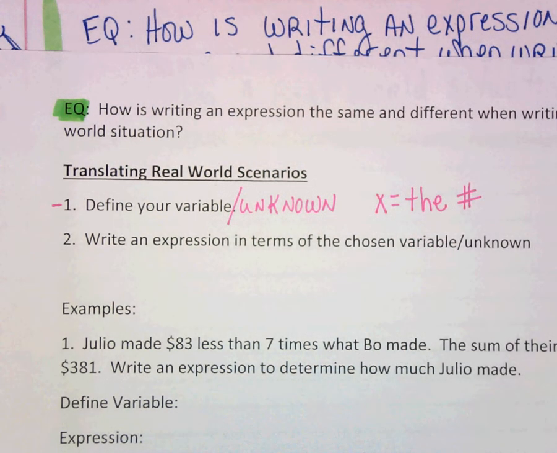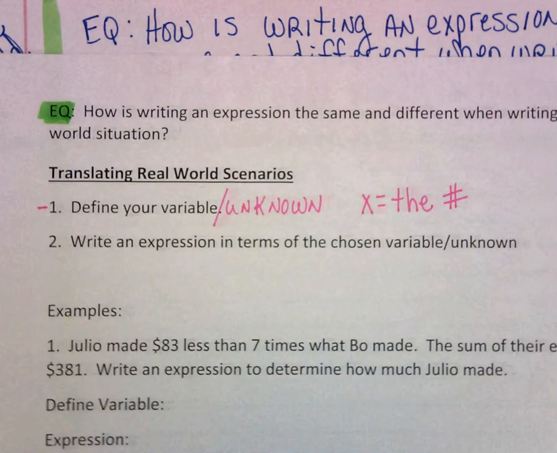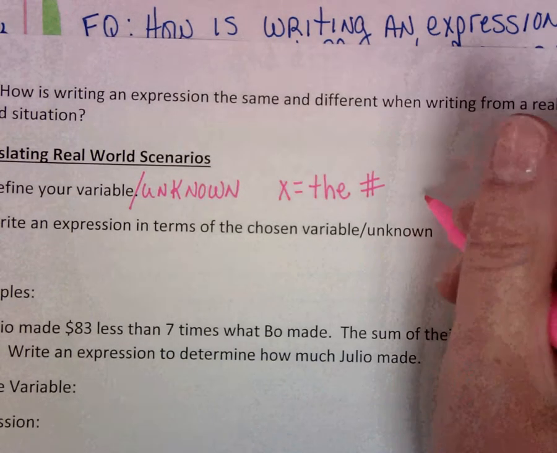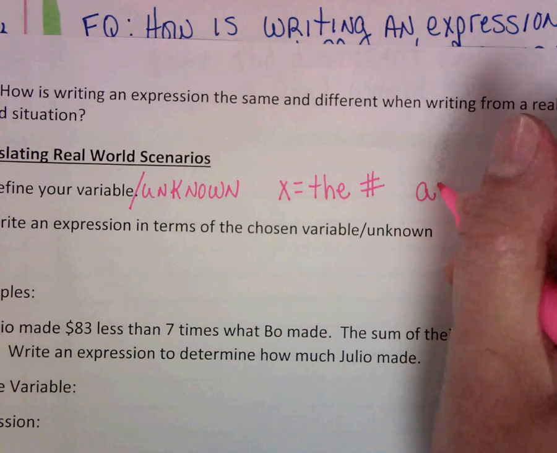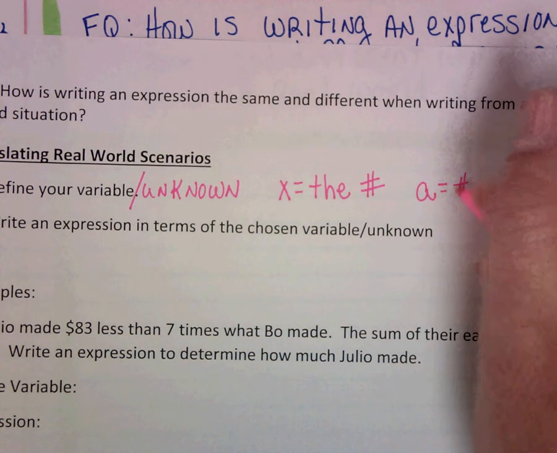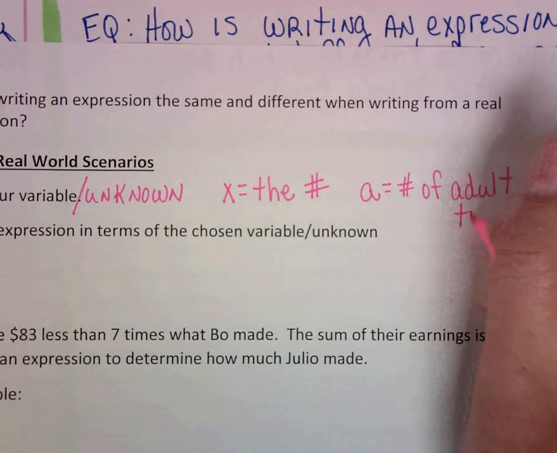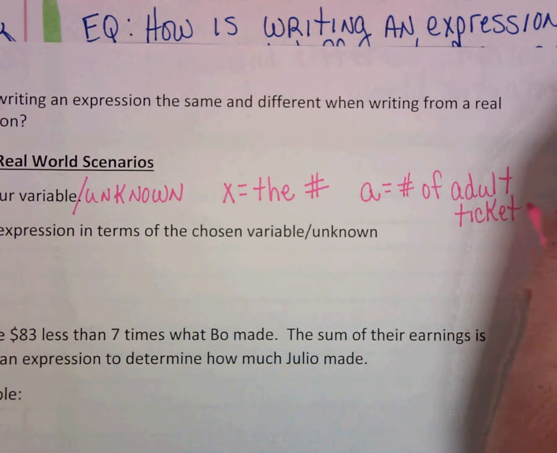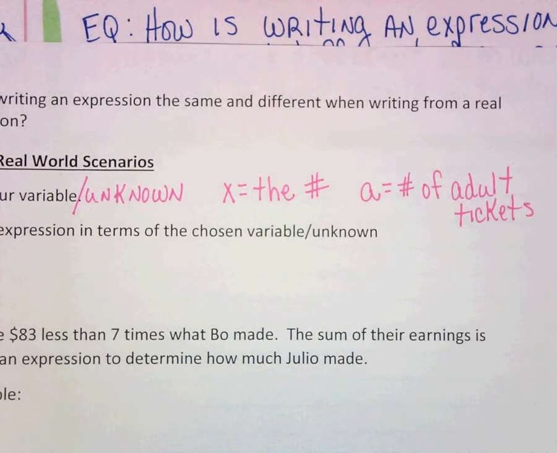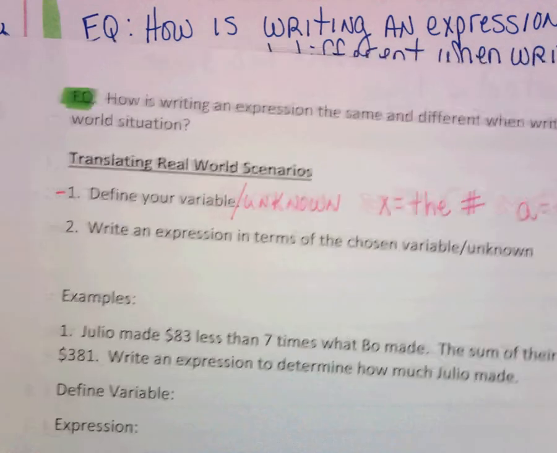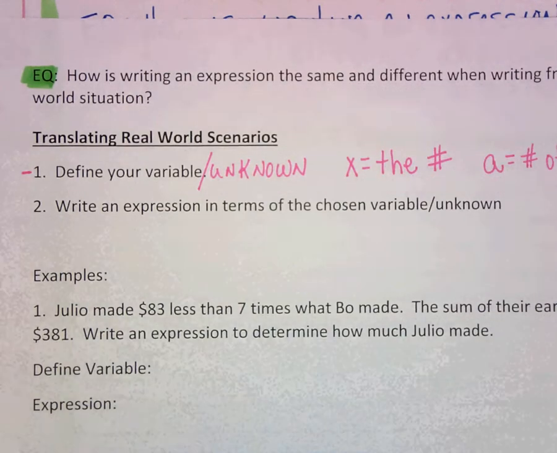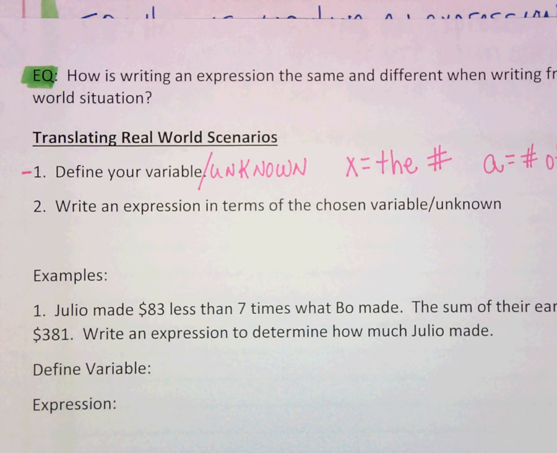I'm okay if you use symbols too. Or let's use a different variable: A equals the number of adults. These are just some examples of how we define our variable. Once we do that, we're going to write an expression in terms of our chosen variable, or unknown, whatever we've called it. So we're going to look at 3 examples together.